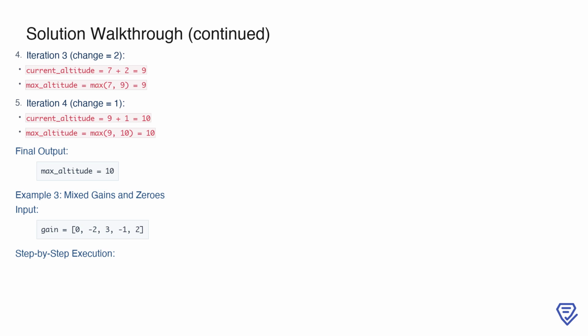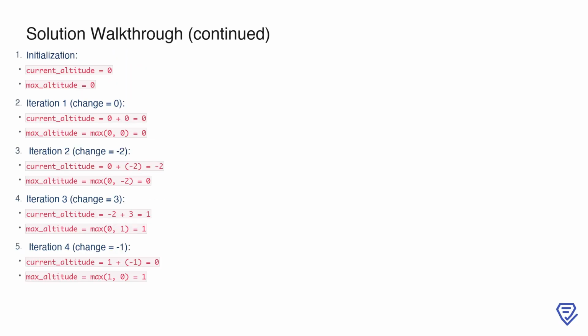In the fourth and final iteration, the altitude change is 1. Adding this to the current altitude of 9 gives 10, and the max_altitude updates to 10 because it is the maximum of 9 and 10. After processing all the values in the gain array, the highest altitude reached during this journey is 10. This example demonstrates how the algorithm handles strictly increasing gains, where the altitude steadily rises with each step.